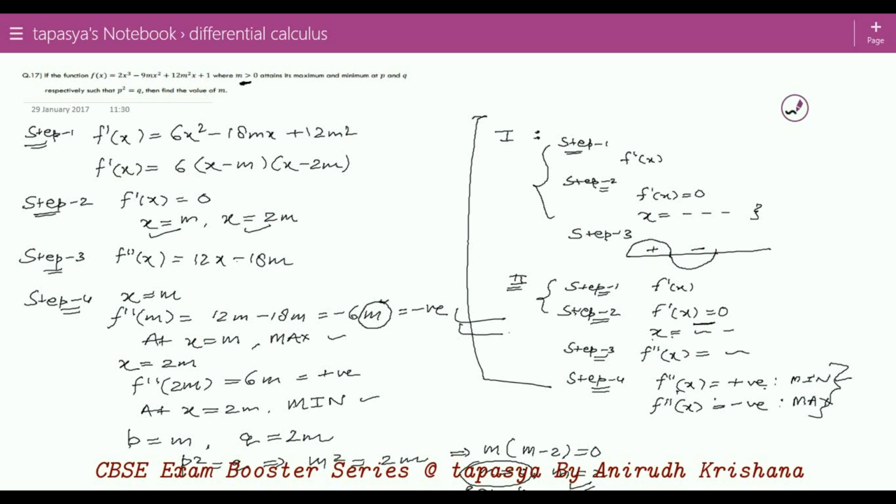Okay, so this is also a good problem from the portion of maxima and minima. So the basic concept is first derivative test or second derivative test.